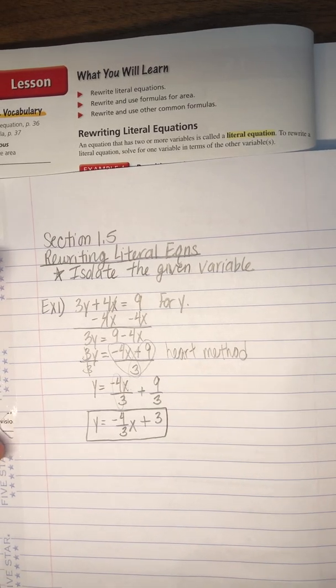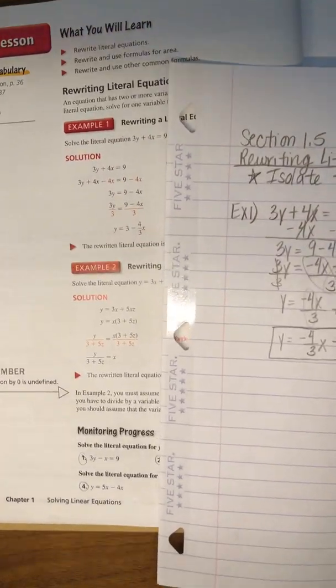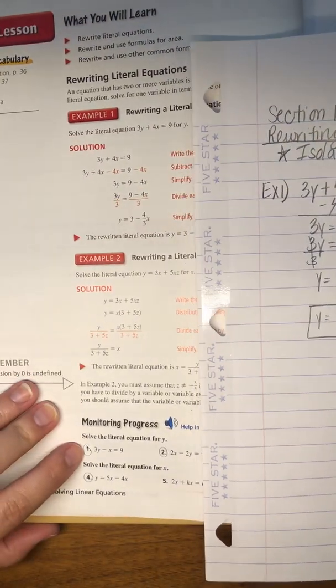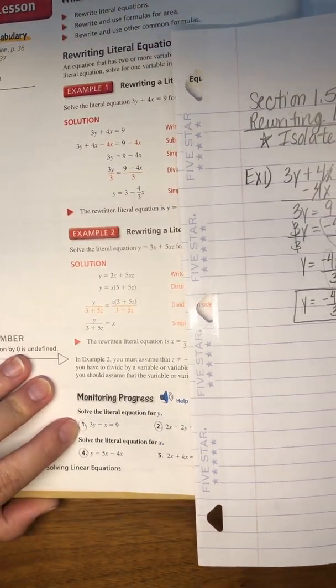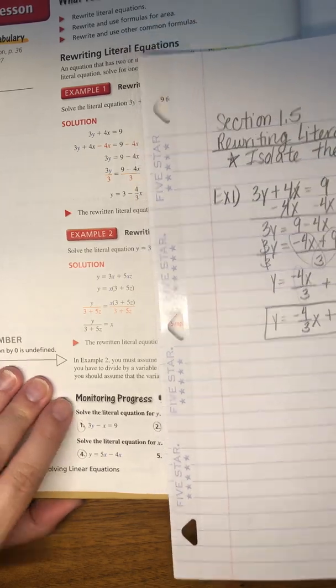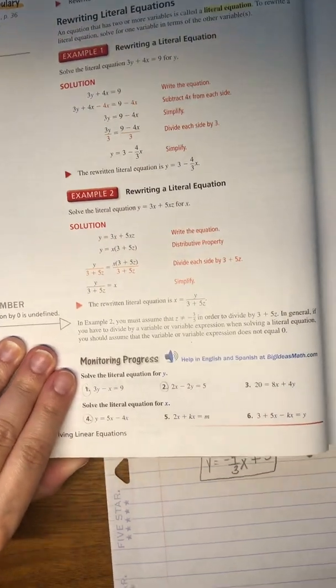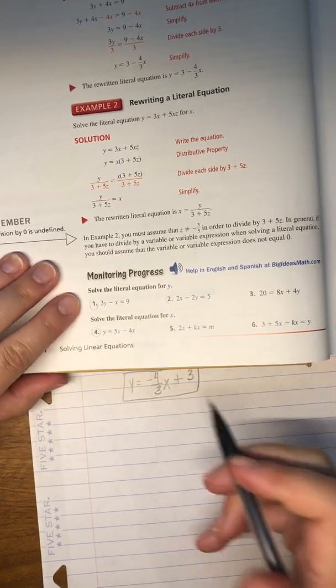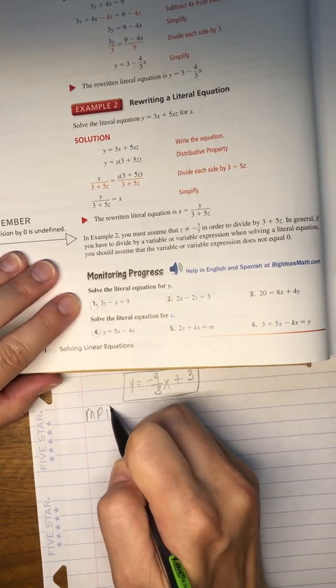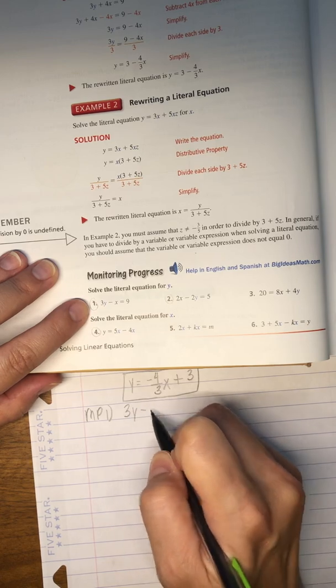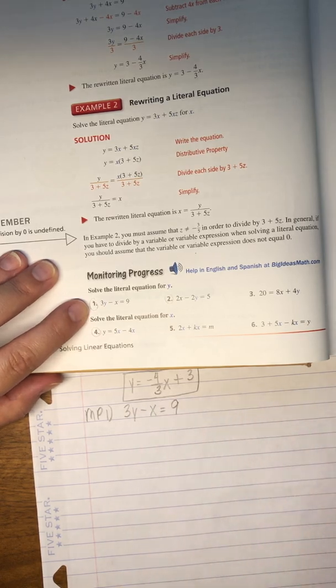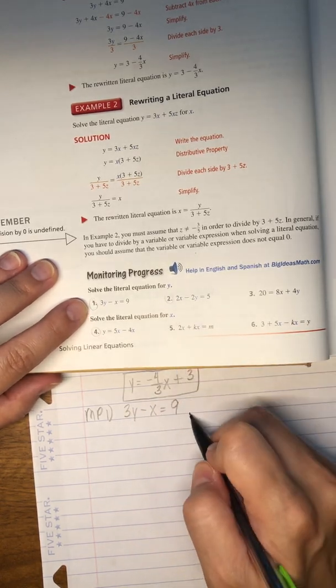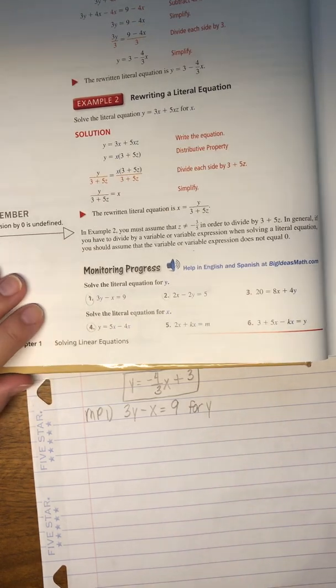Let's look at some more examples like this. I'm going to go down here and look at some monitoring progress questions. I'm going to look at monitoring progress number 1. Let me write down the equation, and you should be copying these notes with me so that you can refer back to them. Monitoring progress 1: 3y minus x equals 9. And again, we're solving for y.